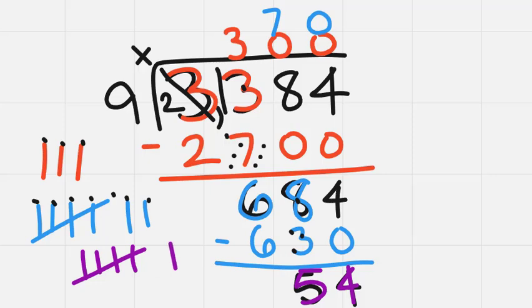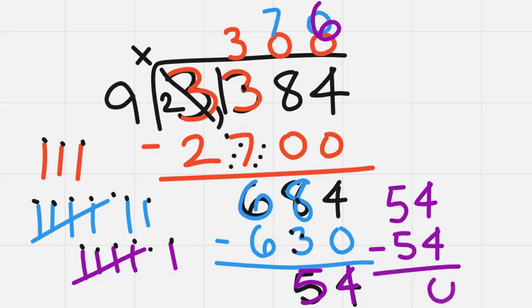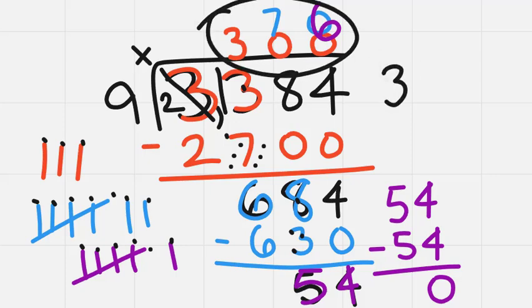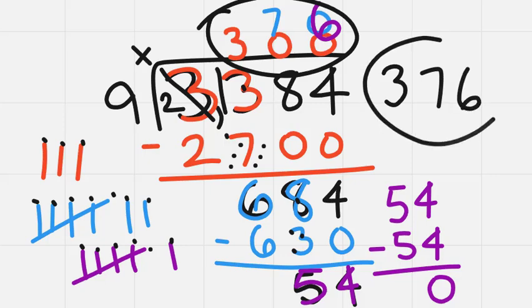Let's count how many 9s. 1, 2, 3, 4, 5, 6. We'll put the 6 straight up from where the 54 is, and then we'll multiply. 9 times 6 is 54, and we have 54 also, so we subtract, and that means that's 0. So our answer is 376. Well done. Be sure to check your work.